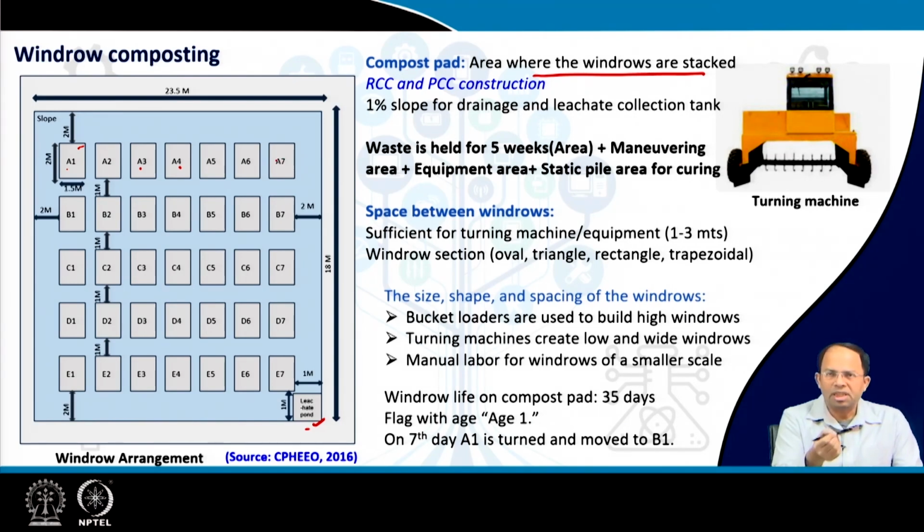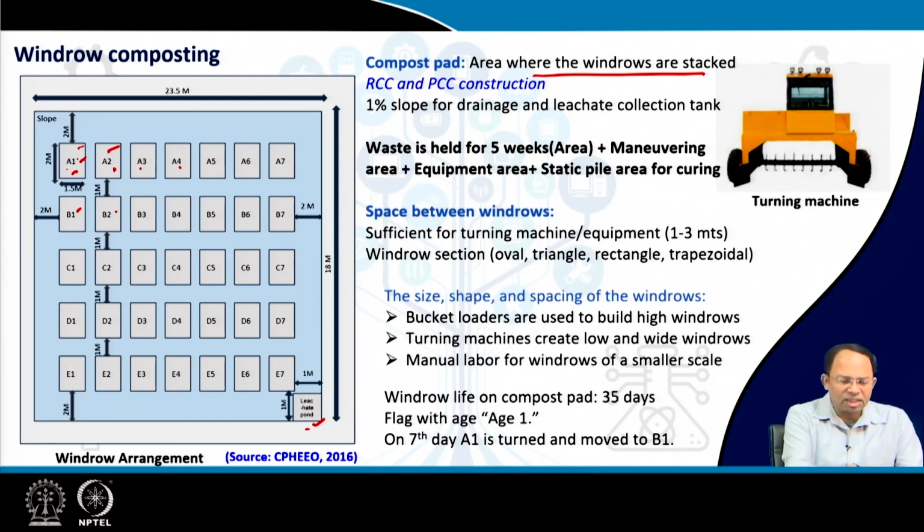Now starting from the 8th day to the 14th day, A1 is brought to B1, A2 is brought to B2 and so onwards. And new waste that comes in on day 7 becomes A1, A2, A3. In this way, we keep track of which compost is at which age group, and we know which batch has reached which stage of maturity, and accordingly we can track the entire composting process.